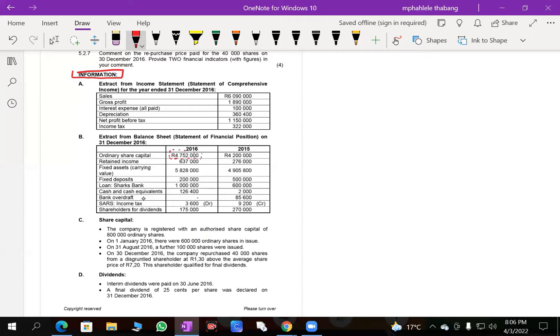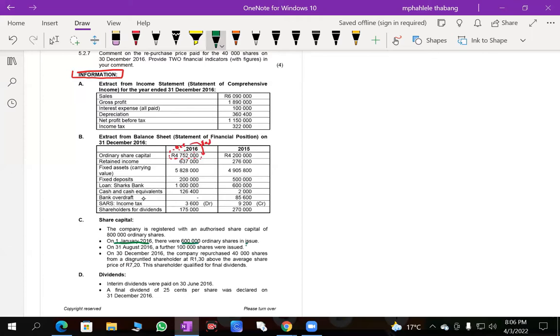This thing, December 2016. December 2016 is the end of the financial year. It can't be. 600,000. Good. You pulled it. On 1 January 2016, when we read the information of share capital, there were 600,000 shares in issue.